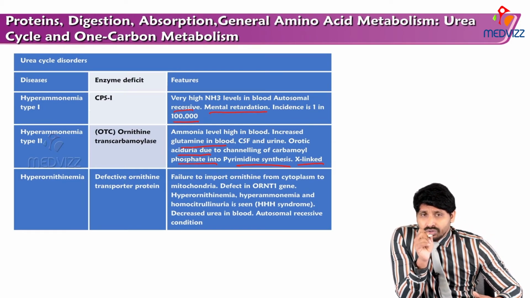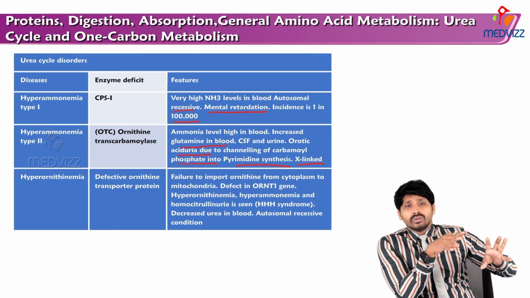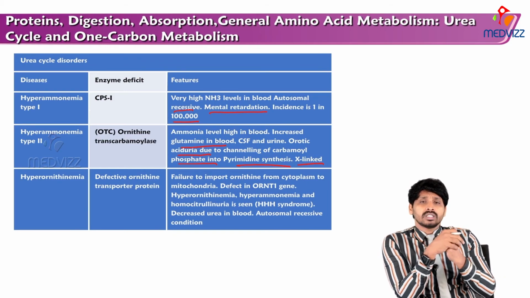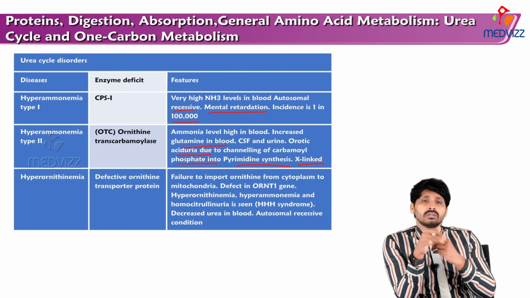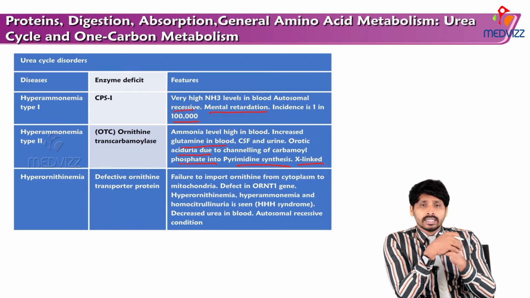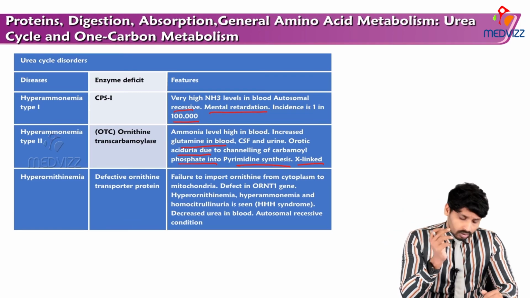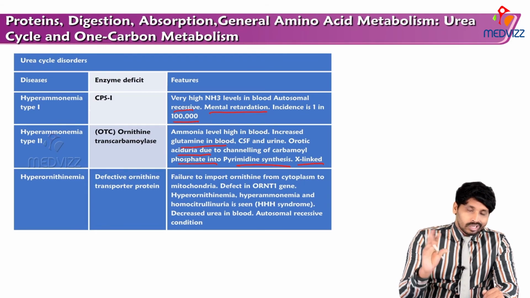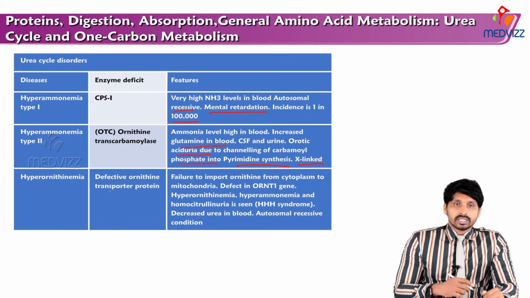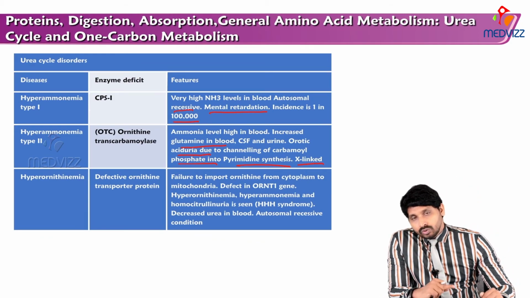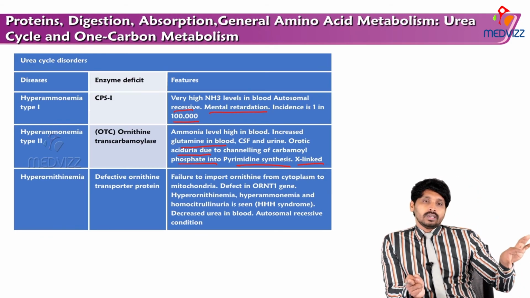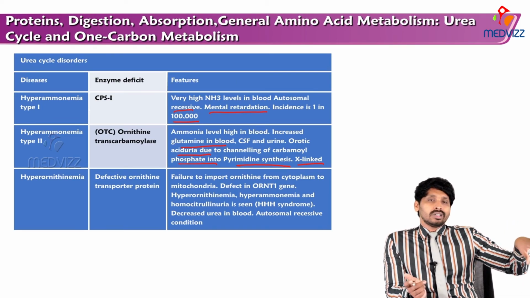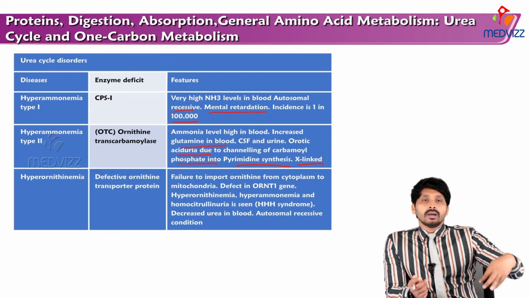Orotic aciduria occurs because carbamyl phosphate is not adding to ornithine, so the accumulated carbamyl phosphate is channeled to pyrimidine synthesis, causing more orotic acid, which can be seen in the urine. Next, hyperornithinemia: ornithine is regenerated in the cytoplasm, and whatever ornithine is regenerated in the cytoplasm has to come back to the mitochondria.